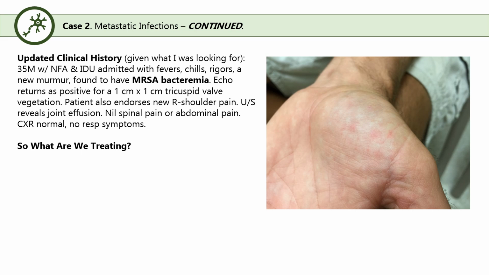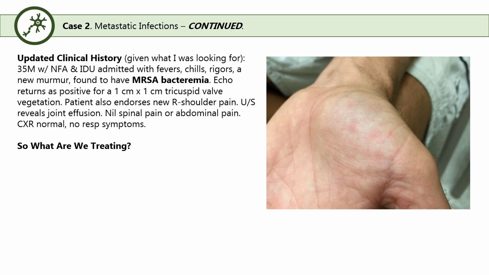The echocardiogram returns as significant for a 1 cm by 1 cm tricuspid valve vegetation. The patient also endorses new right shoulder pain. An ultrasound is ordered for that shoulder, which reveals a joint effusion. There's no spinal pain or abdominal pain, and the chest x-ray is normal with no new respiratory symptoms.